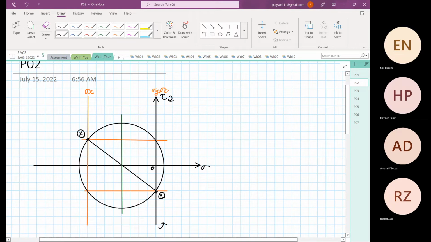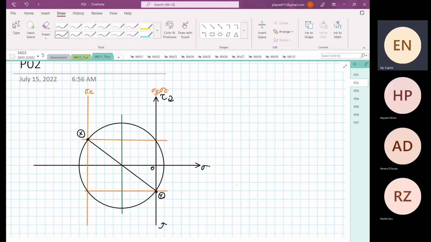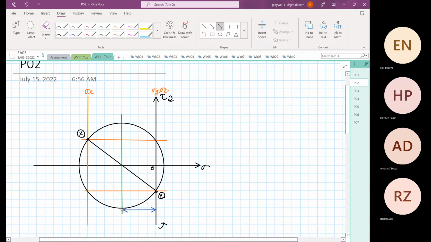Okay, so with our 2D Mohr circle, what are the things that we need to know? The first thing we have to determine now is our average stress. The average stress is the distance from here to here. Okay, so this is our average stress.